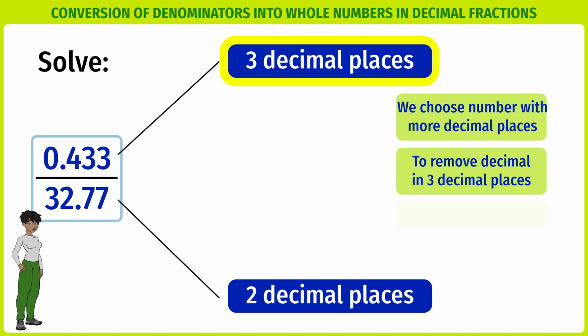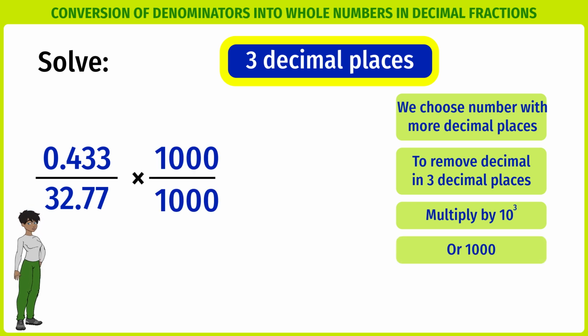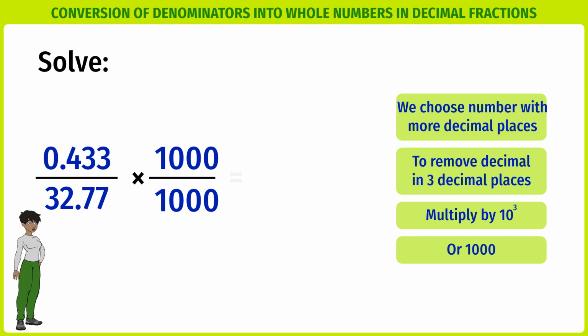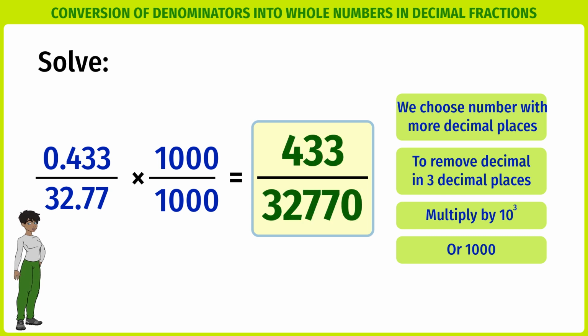To remove 3 decimal places, we multiply by 10 to the power of 3, or 1000. Multiplying both numerator and denominator by 1000, we get 433 by 32,770. And that is our answer.